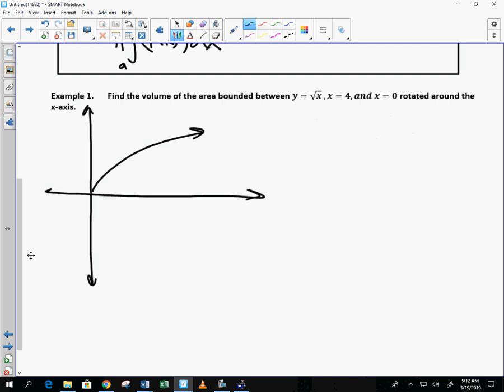All right. So we've got square root of x. X equals 4. What does x equals 4 look like? What does x equals 0 look like? Yep. So if I rotate this around the x-axis, can you see that this is the area right here that I'm going to be working with originally? Okay, and I'm going to spin that around the x-axis. And as I spin it around, what shape does this rectangle create?